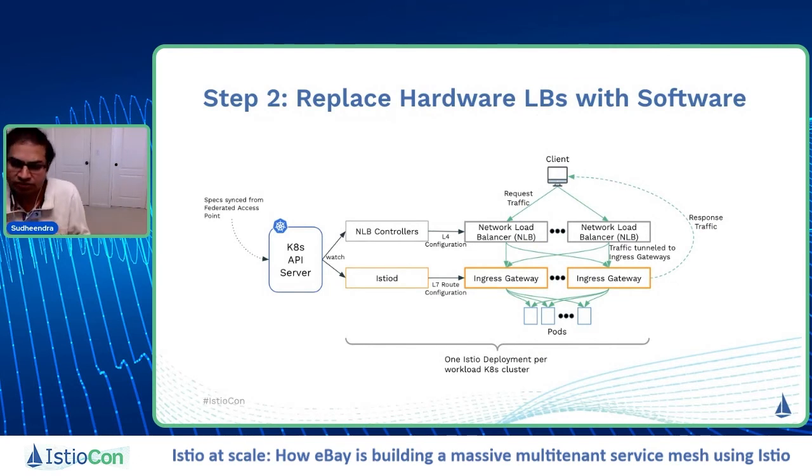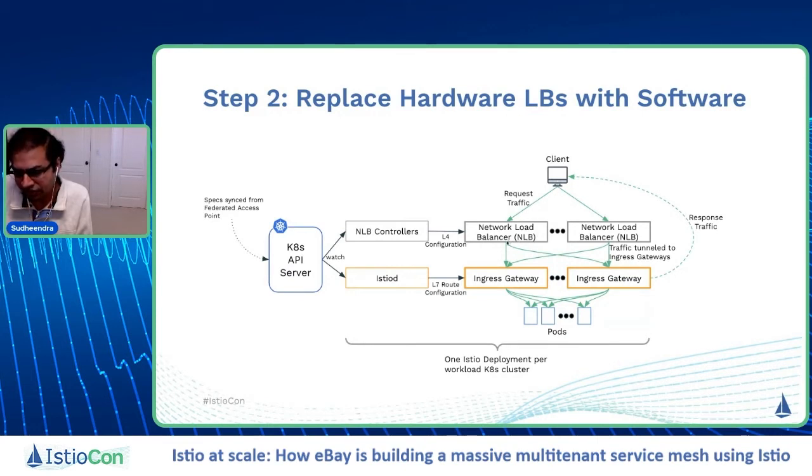So this is how our software load balancer stack looks. We have two main components: a network load balancer, which is a layer 4 load balancer, and the Istio ingress gateway. The network load balancer serves two primary purposes. One is that it takes care of advertising the VIPs to the outside world, to the clients, using BGP to attract traffic for that VIP.